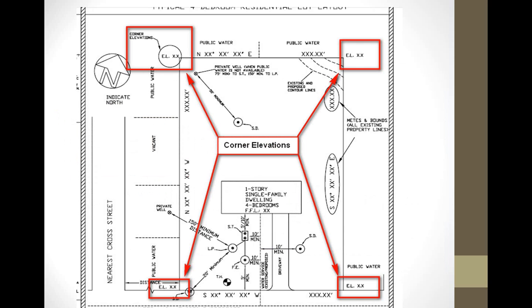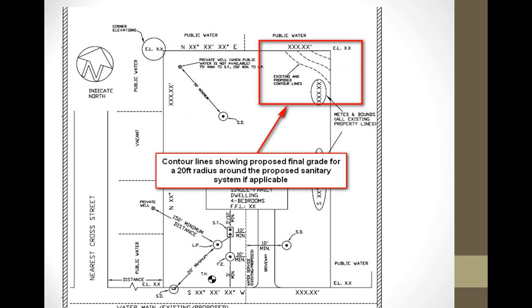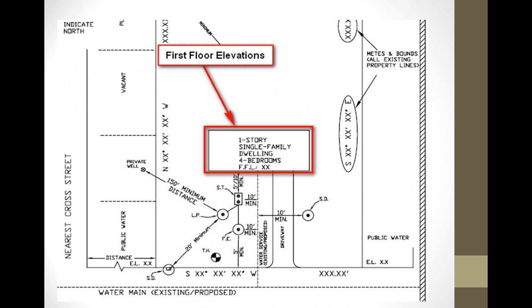Elevations on all property corners and center line street elevation should be indicated. Include 1-foot contour lines showing proposed final grade for a 20-foot radius around the proposed sanitary system if applicable. First floor elevations of dwellings and garages should also be included.